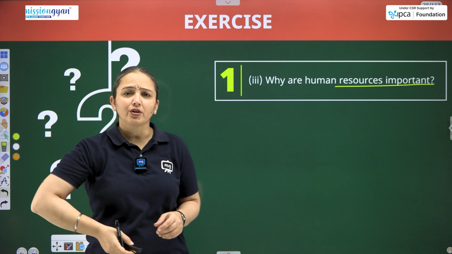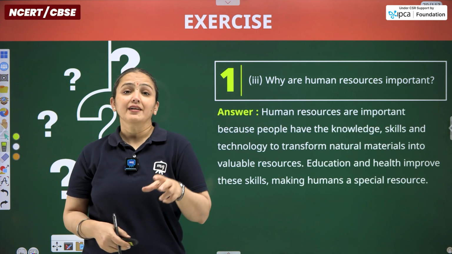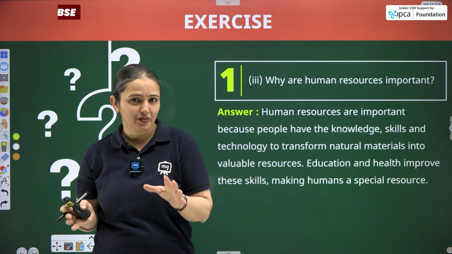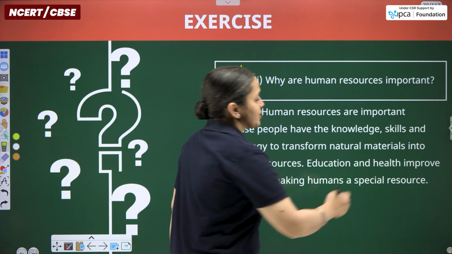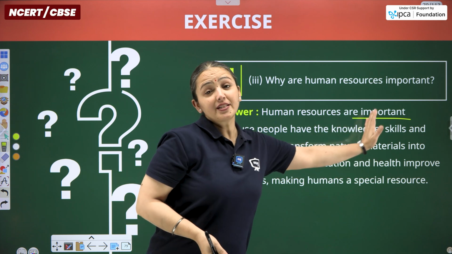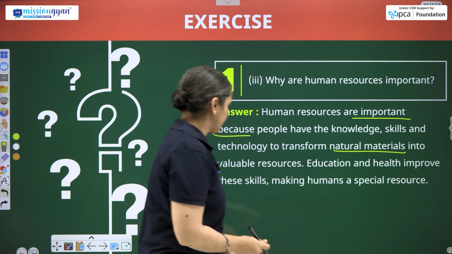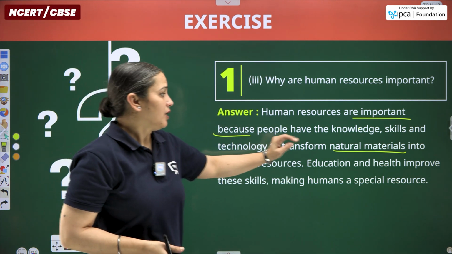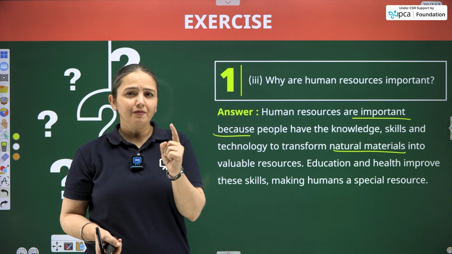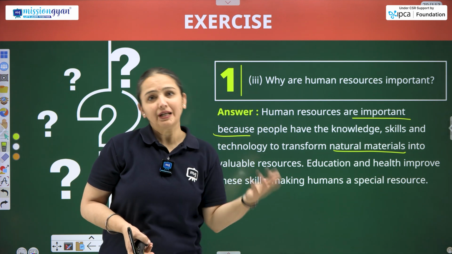Question number 3, why are human resources important? Quite obviously, humans are the ones utilizing natural resources, using them in the manufacturing of human-made resources. We have discussed. So here is the answer. Human resources are important because people have the knowledge, skill and technology to transform what? Natural materials into valuable resources. Education and health are important, mental and physical potential. Remember, I have told you, the more physically healthy a person is, the more will be the potential of the mental capability.